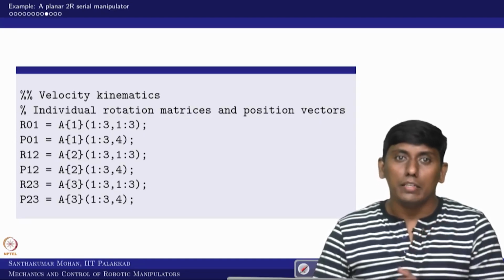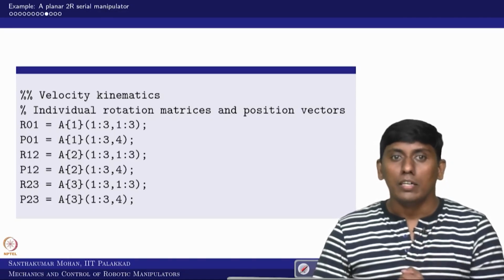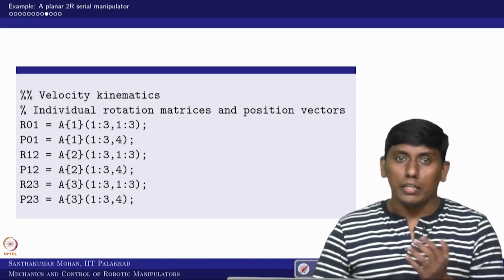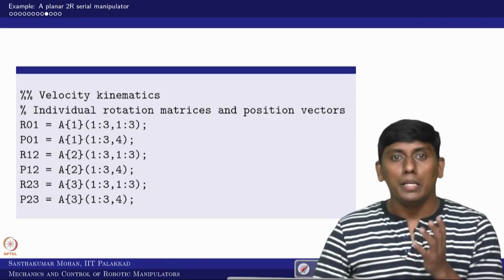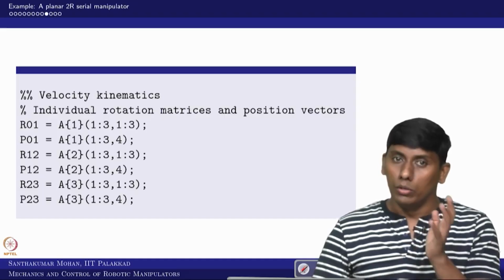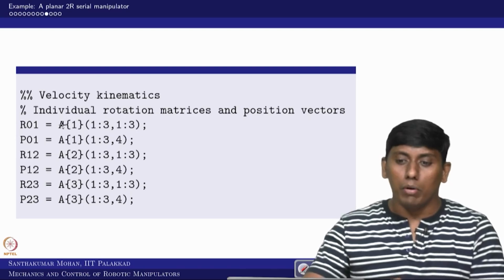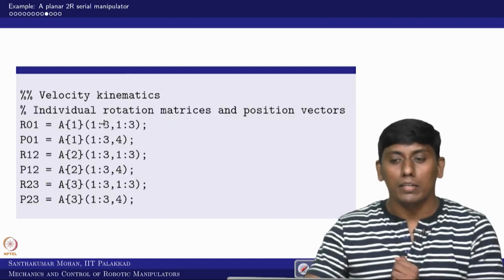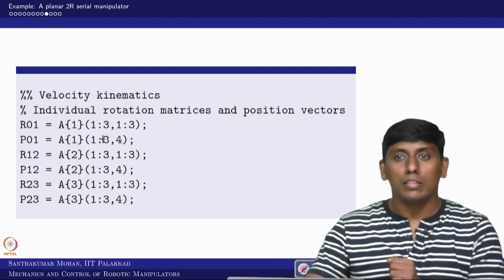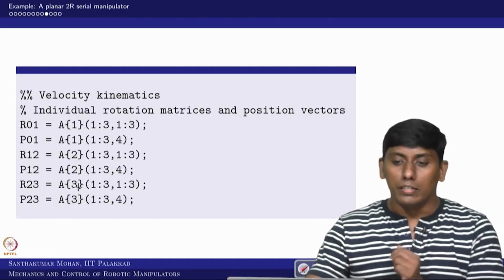For that, we are taking the rotation matrices and position vectors which we obtained from the previous simulation code, where A would be the cell array having 3 cells. Each cell has a rotation matrix and a position vector. For example, if you take A1, the first cell, the first 3 cross 3 block corresponds to the rotation matrix, and the first 3 entries of the 4th column are equivalent to the position vector. This we all know. In the same way we can do it for the second cell and the third cell.